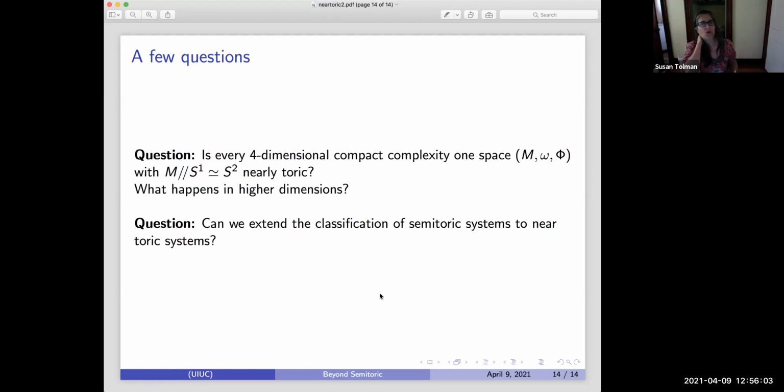You will need to add more restrictions or allow more kinds of singularities. And the other question is, can we extend the classification of semitoric systems to near-toric systems? Anyway, that would be a nice thing to do. We have connectedness of fibers, which is a good first step, but of course there's a lot more to do. So anyway, I think that's really the end. So I can take questions, but yeah, I'm done.